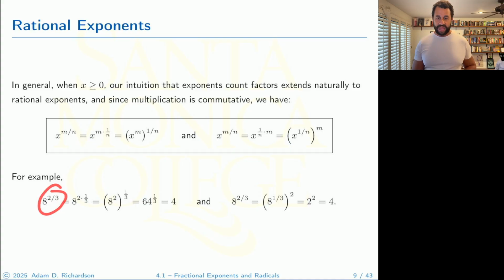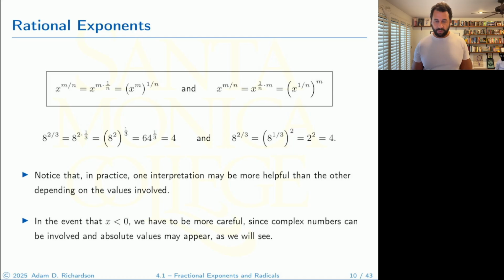So for example, 8 to the 2/3, you can think of it as 8 to the 2 times 1/3, which would be 8 squared to the 1/3, which is 64 to the 1/3, which is going to be 4. Or we could interpret it as 8 to the 2/3 is equal to 8 to the 1/3 squared, which is 2 squared, which is 4. So this is like a new property of exponents that's going to help us deal with rational exponents.